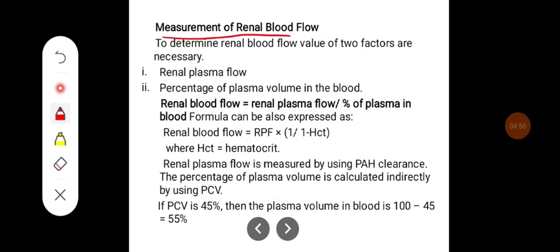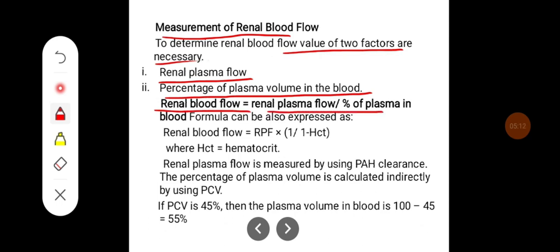Measurement of renal blood flow. To determine renal blood flow, the values of two factors are necessary, that is renal plasma flow and the percentage of plasma volume in the blood. So renal blood flow is almost equal to renal plasma flow divided by the percentage of plasma in the blood. The formula can be expressed as renal blood flow is equal to renal plasma flow divided by 1 minus hematocrit, where HCT is hematocrit.